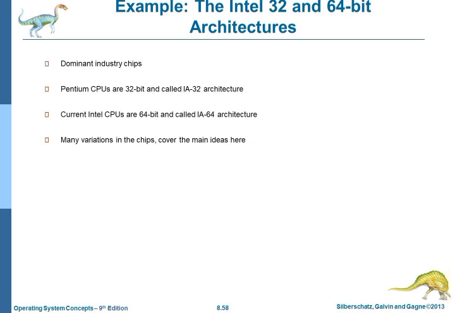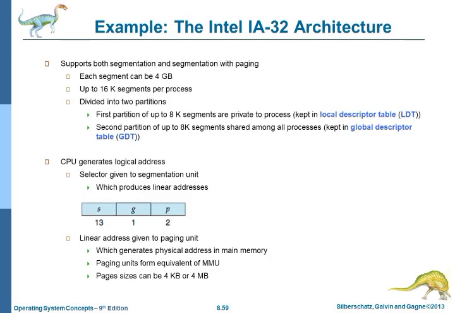Next, the example of the Intel 32 and 64-bit architecture. First, these are the dominant industry chips. Second, Pentium CPUs are 32-bit and called the IA32 architecture. Next, current Intel CPUs are 64-bit and called the IA64 architecture. And last, there are many variations in the chips, but this covers the main idea. So this is the example of the Intel IA32 architecture.